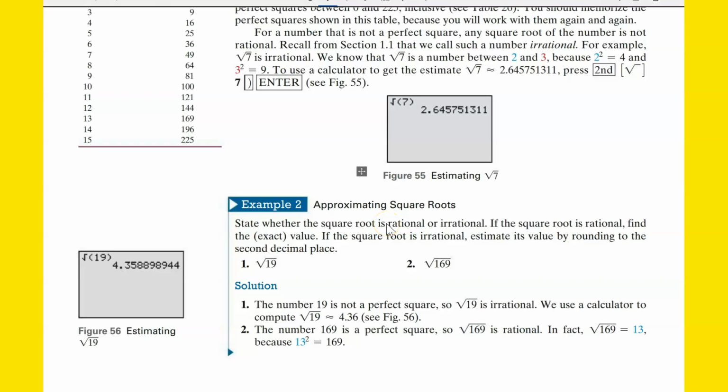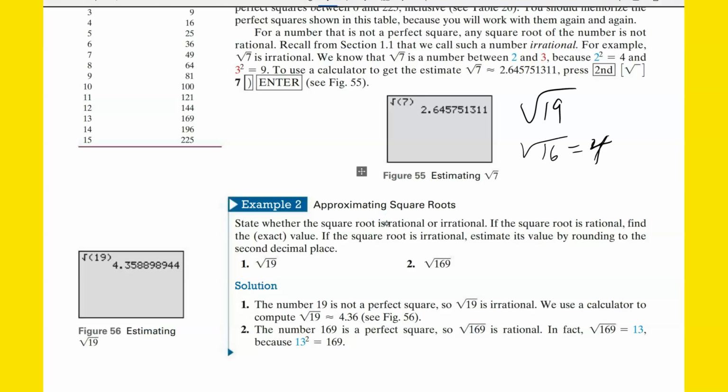All right, this next example is about approximating square roots. If it's not a perfect square root, like the square root of 19, we can kind of estimate it. We can think, well, what is it near? We can do that by thinking, what are the perfect squares that are near 19? What's the nearest perfect square to 19 that's less than 19? It would be 16, right? The square root of 16 is 4.